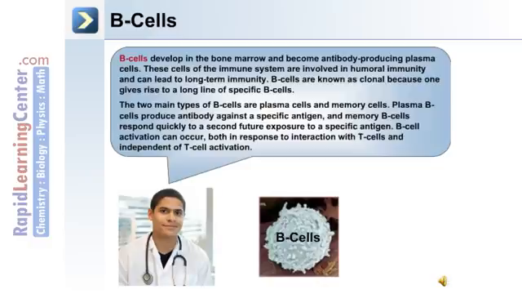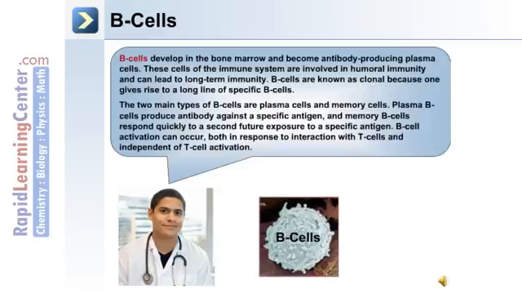Let's begin by discussing B cells. B cells develop in the bone marrow and become antibody-producing plasma cells. These cells of the immune system are involved in humoral immunity, and this can lead to long-term immunity. B cells are clonal because one cell gives rise to a long line of specific B cells.